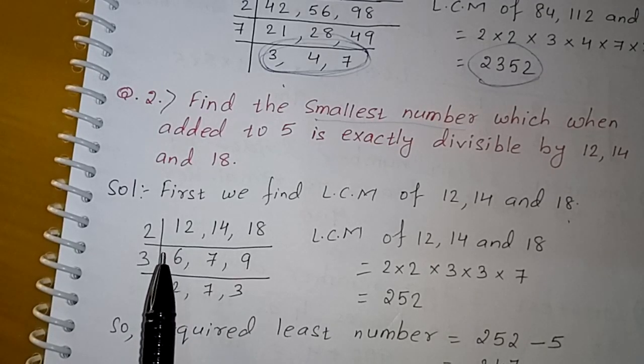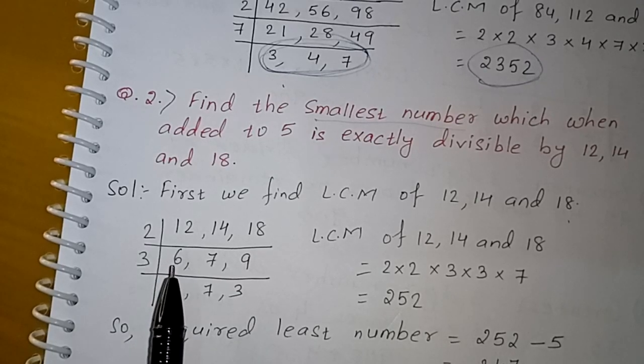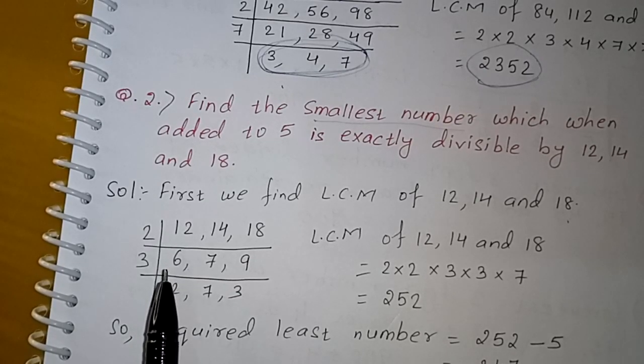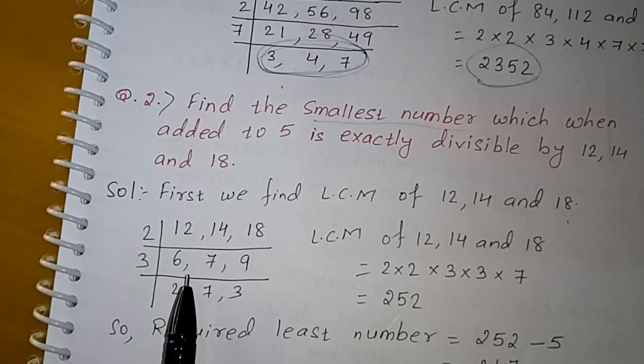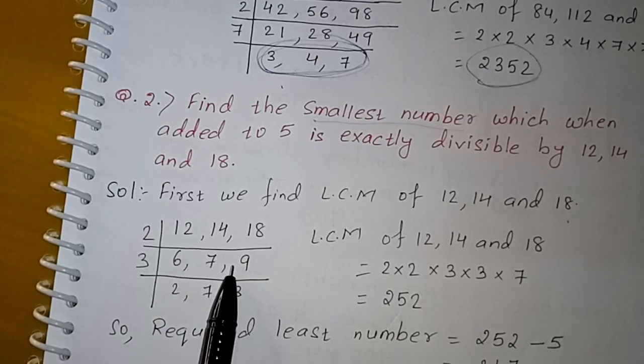Now choose a prime factor which divides at least two of the numbers. You can take any prime factor which divides even one number, then also no problem. But your method becomes, your answer becomes too long. That's why you must try to choose such a prime factor which divides almost all the numbers or at least two numbers.